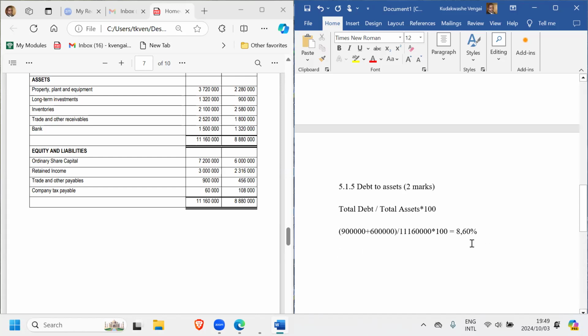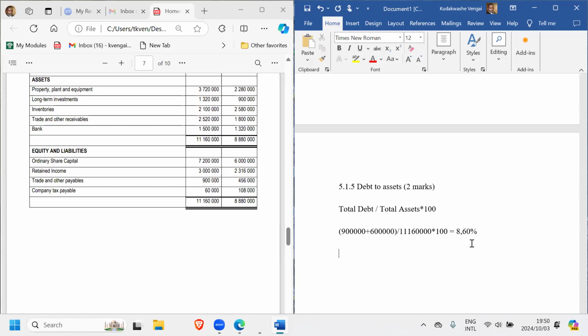Right. So we get our answer of 8.60%. So what does this mean? This means that the total assets of the company were funded or paid for by 8.60% of debt, right? Which means that if I take 100 rand in the assets of the organization, 8 rand of that was financed or paid for through debt. This is a very low ratio. It's not very high. It's very low, which is good.